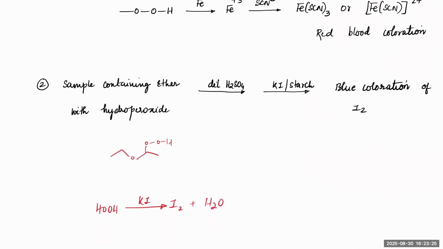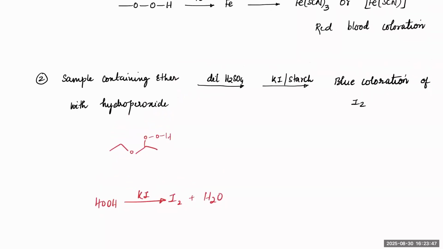The same logic can be applied if you take that hydroperoxide group and then add KI. KI will get oxidized to I2. And I2 will give a blue coloration with starch, right? And that's a recognition that an ether must be present. Done? Right? So that's it.